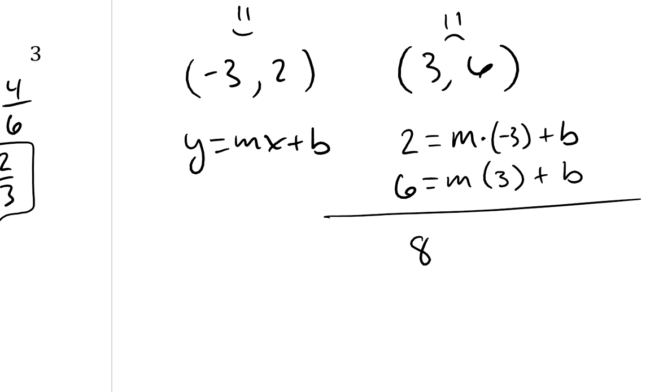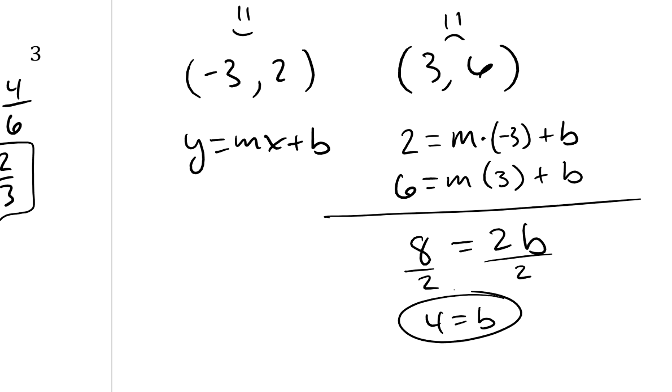So I end up with 8 is equal to 2b, and if I divide both sides by 2, I can see that 4 is b, and that's exactly what we found in the other approach. We knew that b had to be 4. Then if you plug this value of b into either of these equations, perhaps the second one, and solve for m, you're going to get 2/3, just like we did in the original problem. So this is another technique, based on using systems of equations and creating two equations from the points, where you're trying to find the values of your parameters.